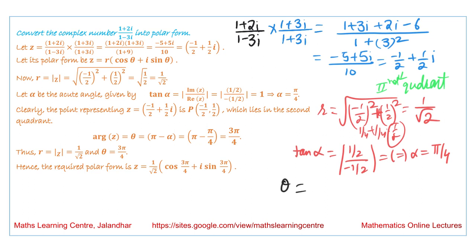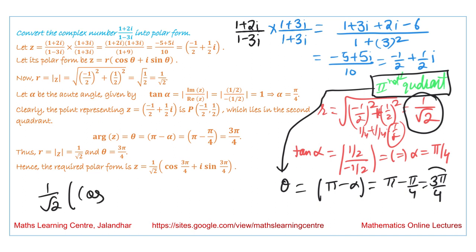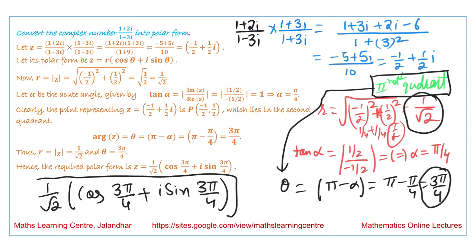So the value of theta lies in the second quadrant. So the value of theta will be pi minus alpha, that is equal to pi minus pi by 4, that is equal to 3 pi by 4. So for the polar form, the value of r is 1 by root 2 and the value of theta is 3 pi by 4. So it is 1 by root 2 times cos 3 pi by 4 plus iota sine 3 pi by 4. So we get this answer.